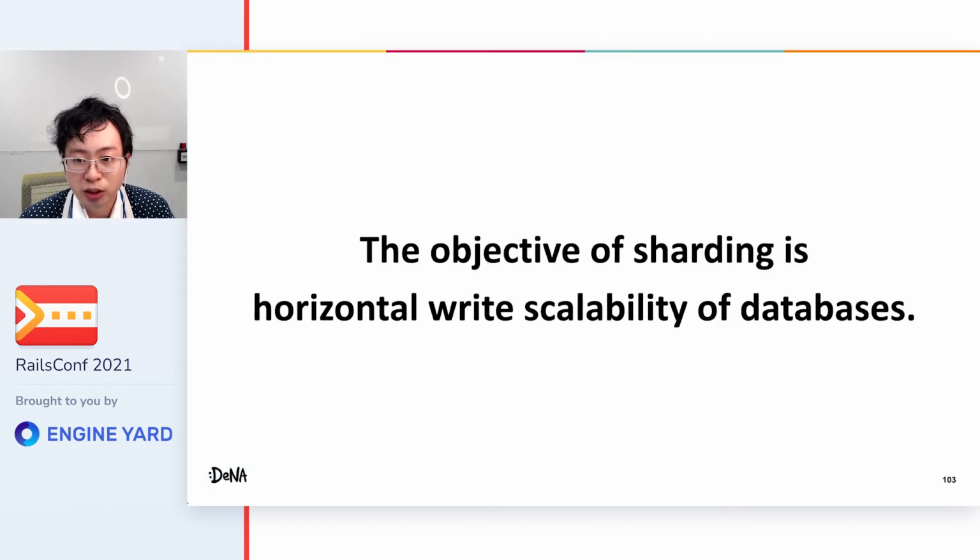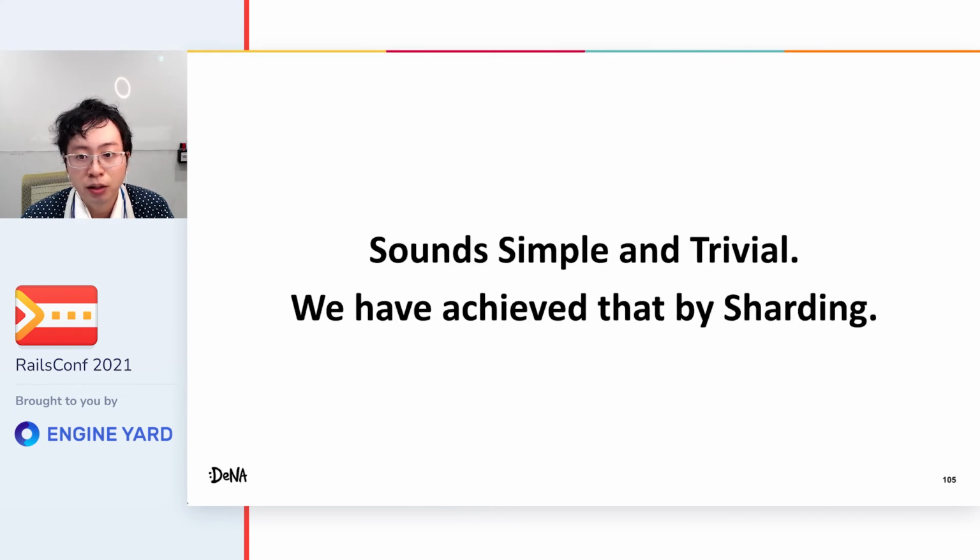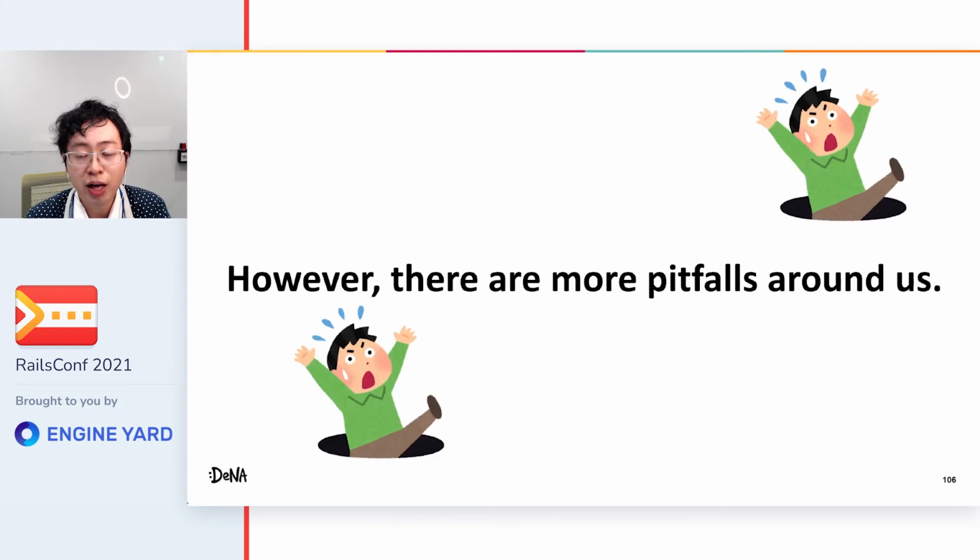The objective of sharding is horizontal write scalability of databases. Specifically speaking, given n as the number of shards, keep time and space complexity to O(1) or at least O(log n). Sounds simple and trivial. We have actually achieved that by sharding. However, there are more pitfalls around us.